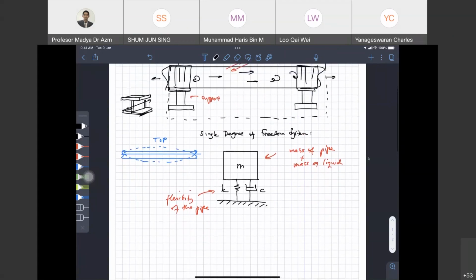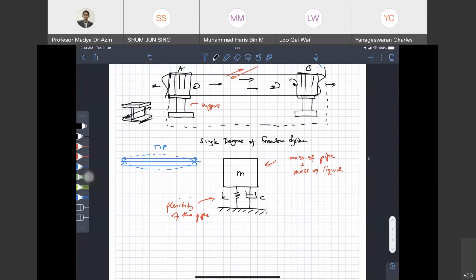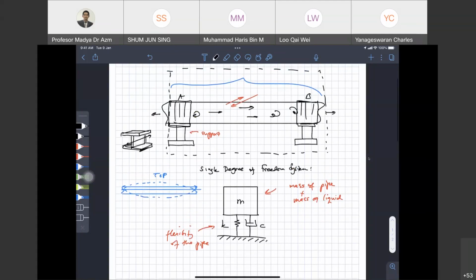Okay, any questions? So where is the damping coming from? Where is the damping coming from? The support, doctor. In case this one is not clamped. The pipe, yeah, the pipe itself. The pipe itself has its internal damping.